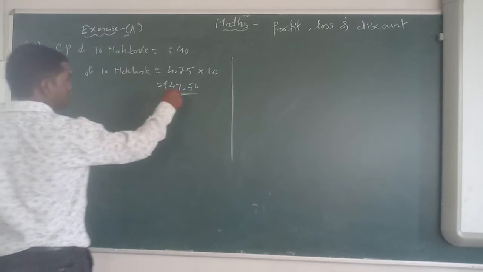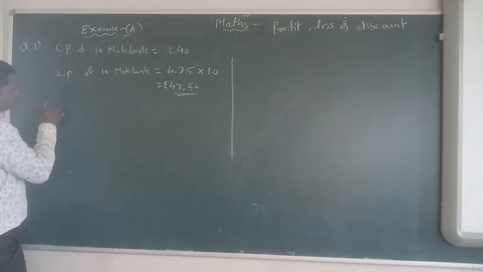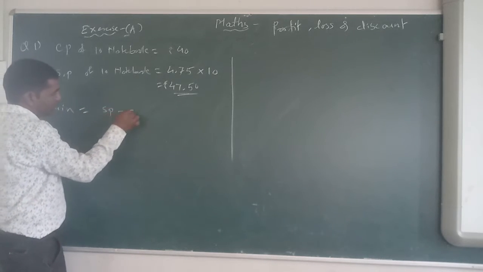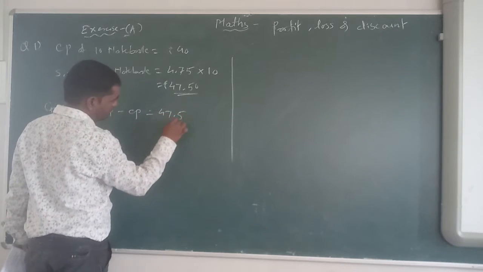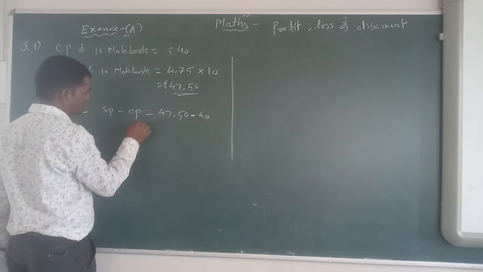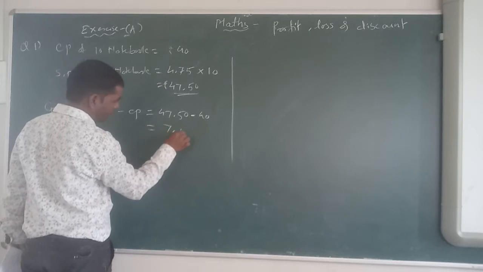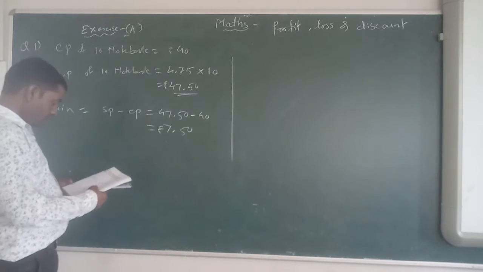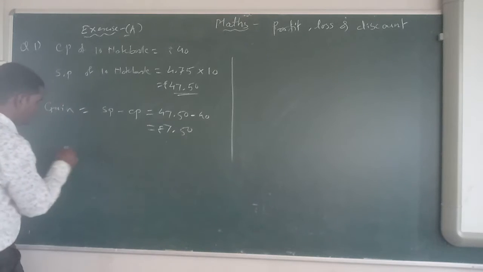Now SP is more than CP, so here there is a gain. How much is the gain? We will find the gain. Gain is equal to SP minus CP, equal to 47.50 minus 40, which is 7.50. And we have to find the gain percent.